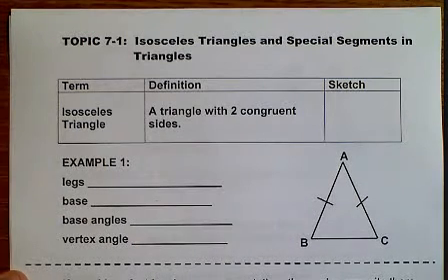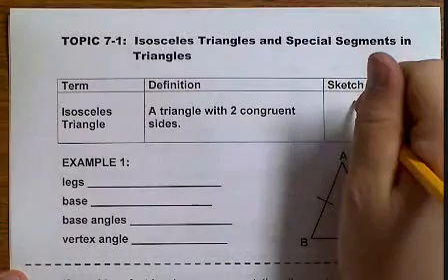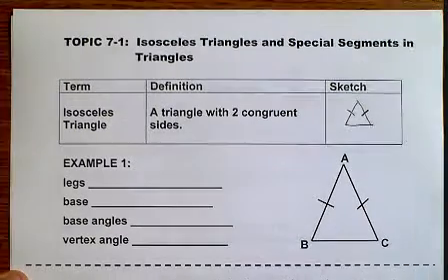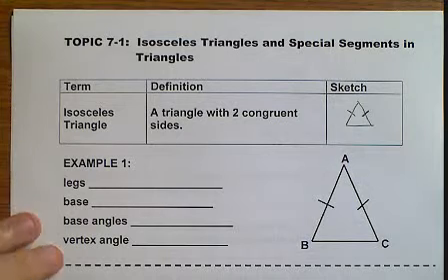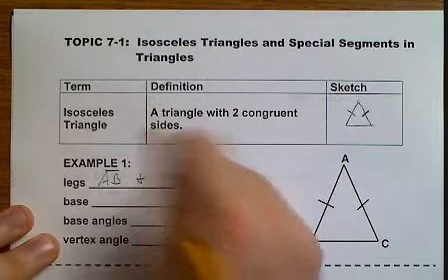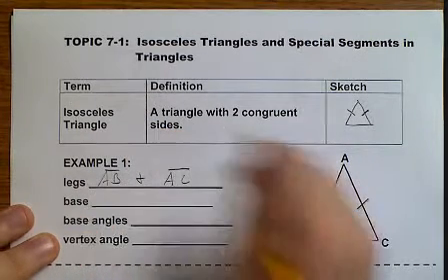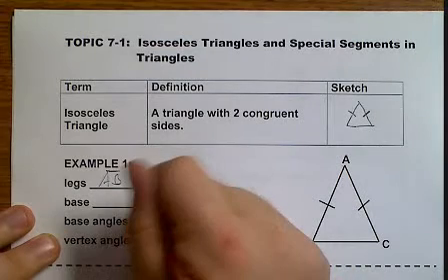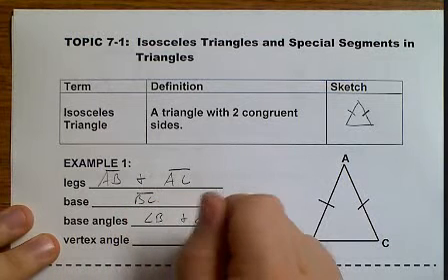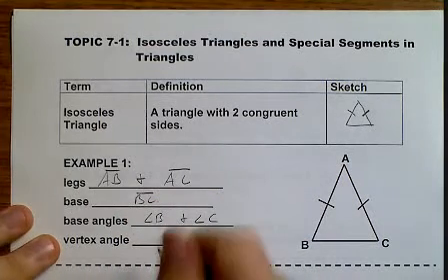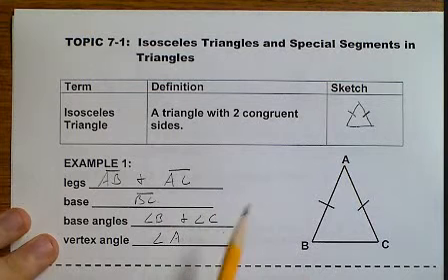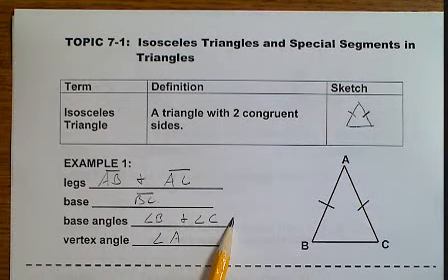An isosceles triangle is a triangle with two congruent sides. And so we know if a triangle looks like that, we know that it is isosceles. So for example, our legs would be AB and AC. Our base would be BC, with the base angles being angle B and angle C, and the vertex angle being angle A. So this is some terminology that you need to know for when we're talking about isosceles triangles.